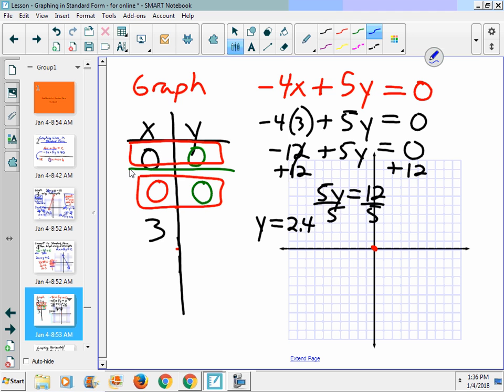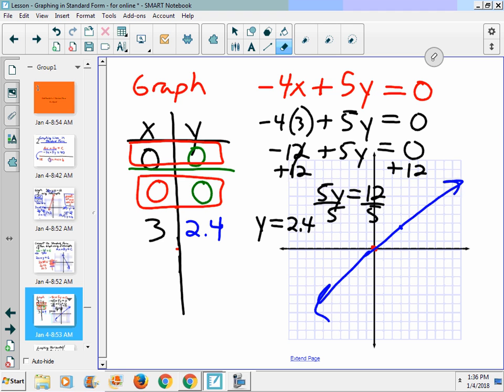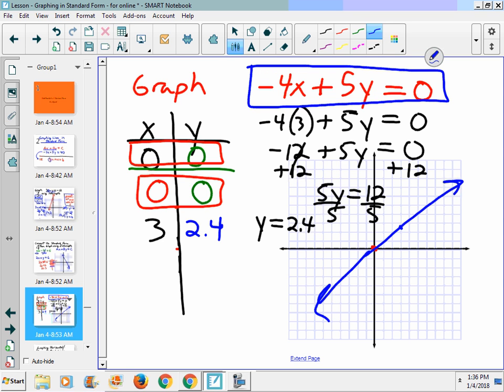Okay? That's helpful for this problem to graph it. So when we plugged in 3, we got 2.4 for y. So we just have to graph that point. So I'll go right 3, up about 2.4, and then connect those 2 points for our line. So if ever your linear equation is set equal to 0, when you convert it to standard form, your x and y intercepts are both going to be 0, 0. Just plug in a random value for x, get the y value, and graph that point.